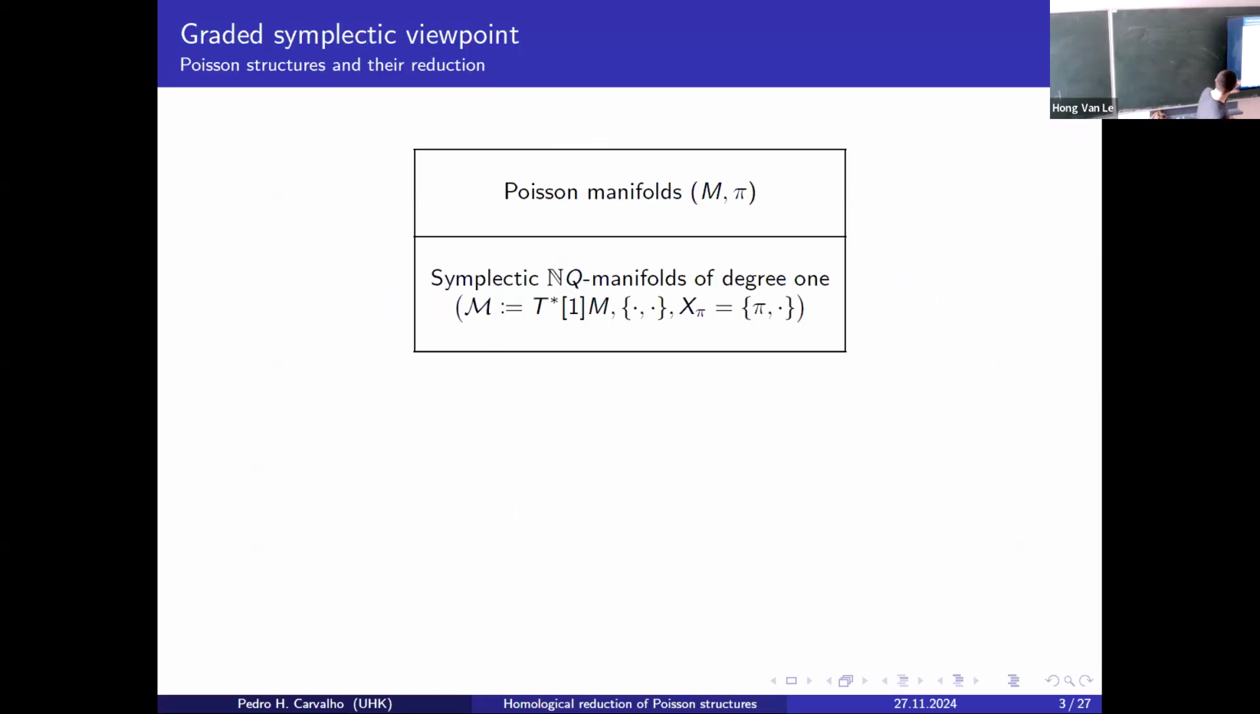There is a graded symplectic viewpoint for Poisson manifolds. This has been known for some time, work by Roytenberg and Ševera. There is a correspondence between Poisson manifolds and symplectic NQ manifolds of degree 1. These symplectic NQ manifolds of degree 1 are simply shifted cotangent bundles, and the homological vector field is just the vector field given by taking the adjoint action with the Poisson bivector. So there is a one-to-one correspondence between these objects.